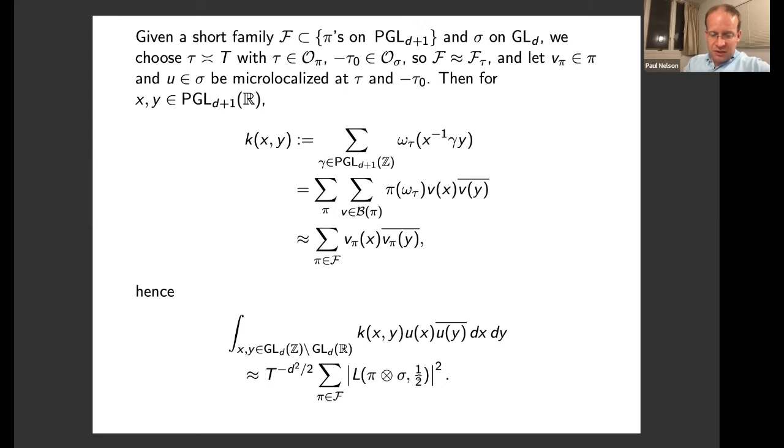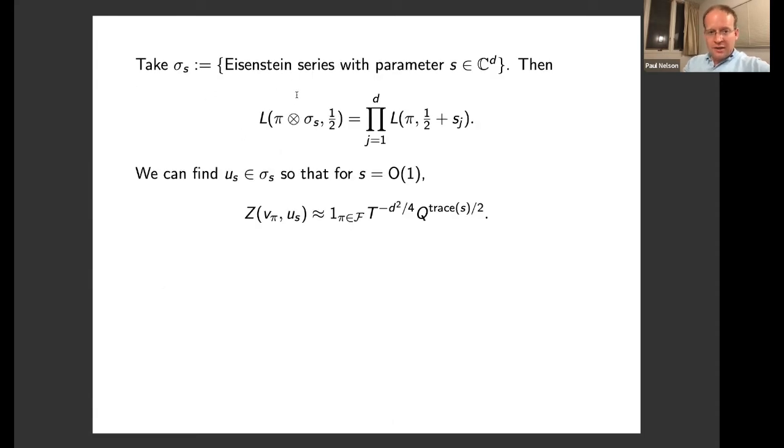So now, of course, to say anything interesting here, you need to actually estimate this geometric integral. So we'll specialize further by taking our representation sigma to be the space of Eisenstein series with some complex parameter S, some d-tuple of complex numbers. And in that case, the L function that you get, this Rankin-Selberg L function, is just a product of shifted copies of the standard L function attached to pi. So for example, if you took S to be 0, you get the dth power of L of pi, half.